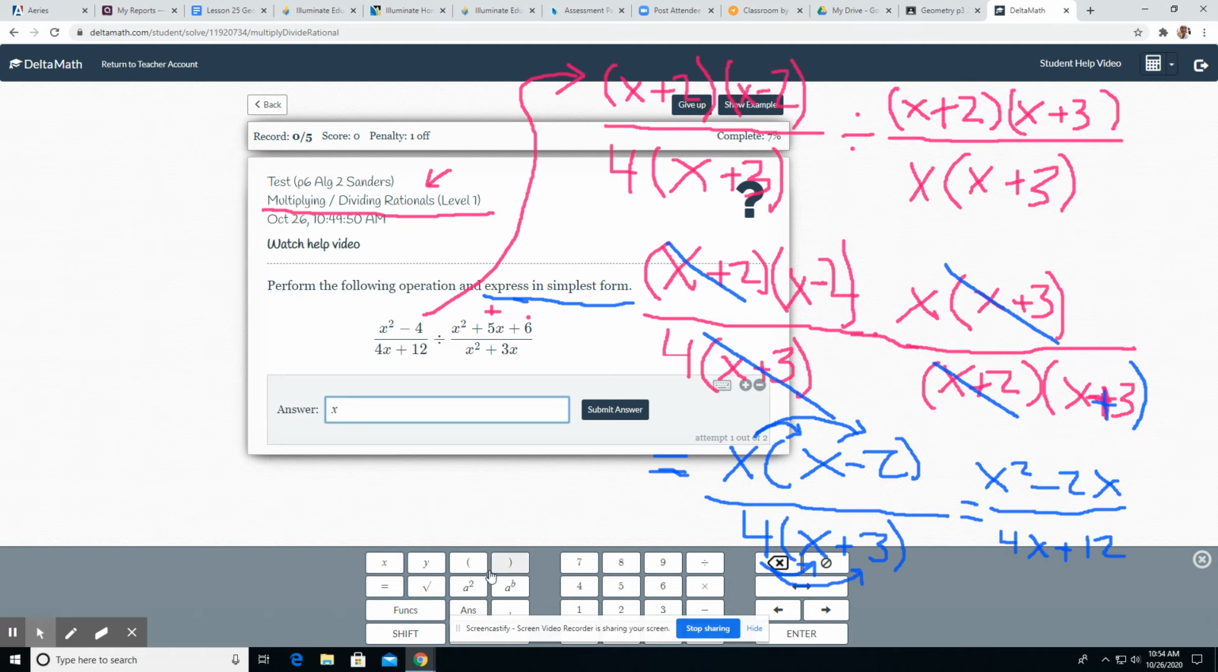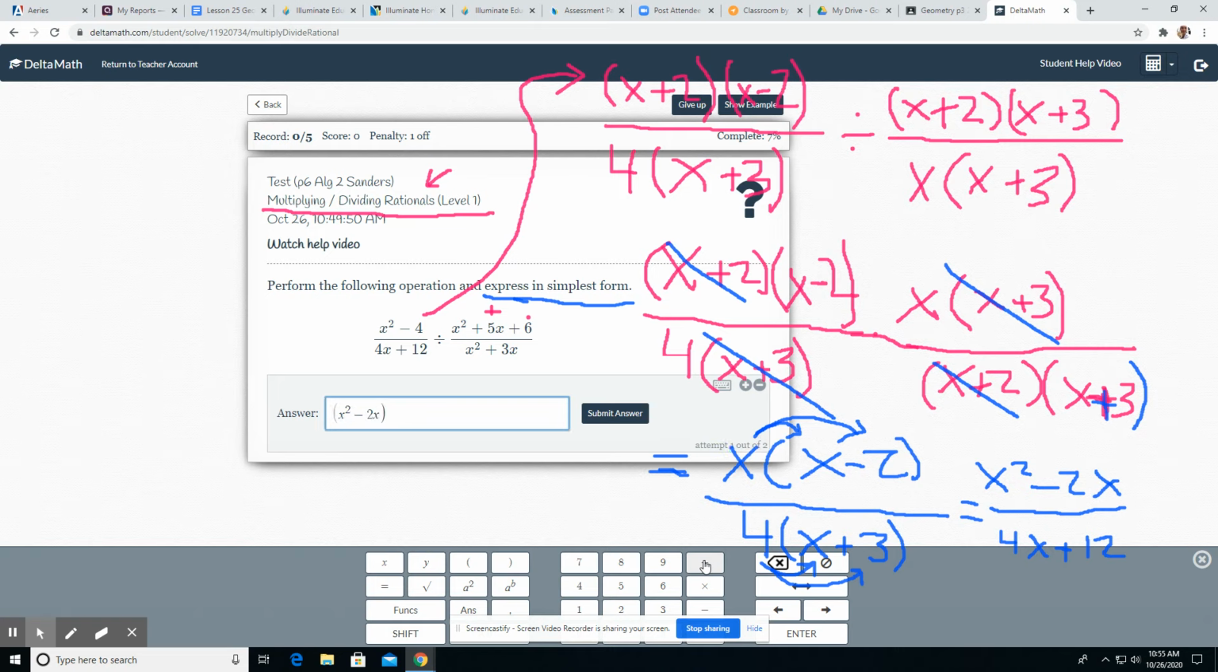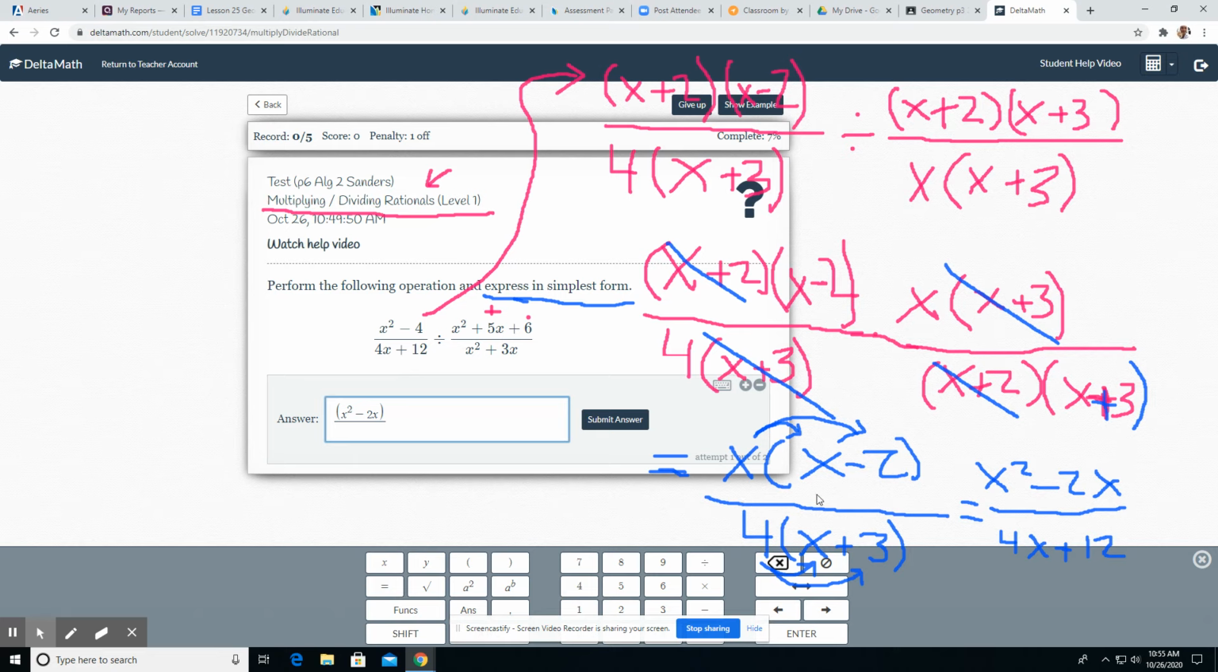x squared minus 2x divided by, let's go ahead and put it in parentheses. Notice when I didn't put it in parentheses, it just attacked this last term here, so it has to have parentheses. There we go. 4x plus 12. Sometimes with these programs, it's important to get used to the algorithms and the format that they have.